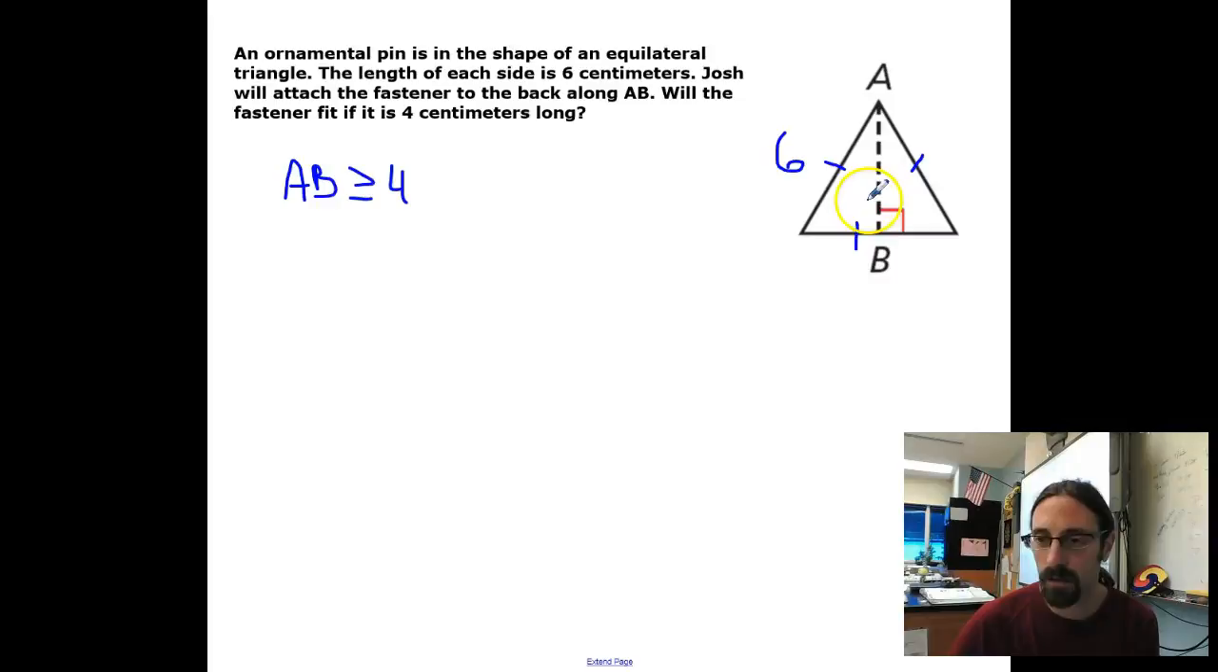Well, let's break this down. I know that if this is 6, half of it has got to be 3. So let me just put 2 little marks there. So I know the total thing is 6.